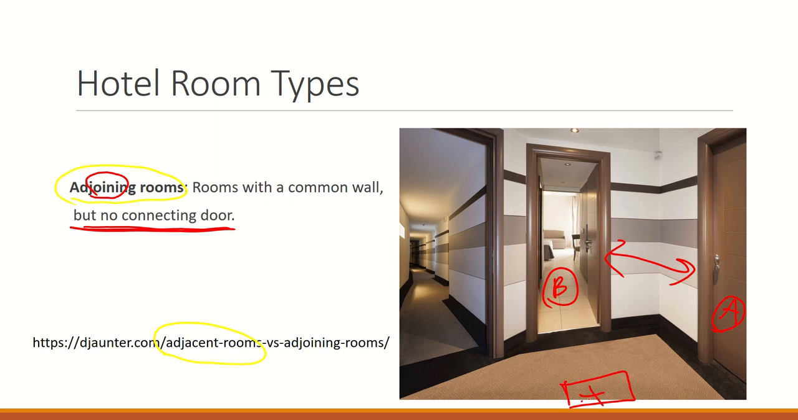For example, here, this is room C, opposite to B and opposite A. And it can be a hallway. But for adjoining, you can see room A and room B are next to each other. But adjacent, they are not next to each other, but opposite.